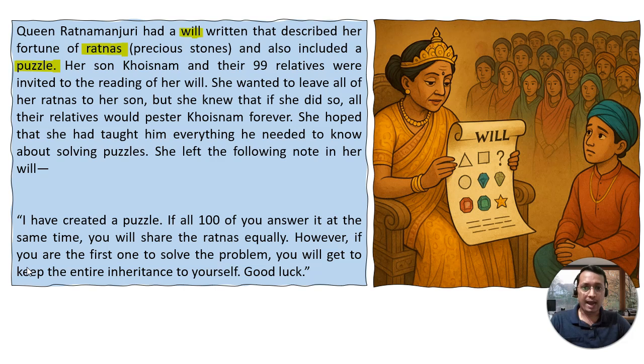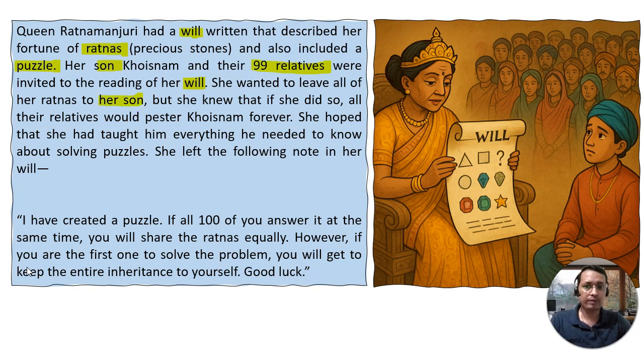So her son and their 99 relatives were invited to the reading of her will. Queen Ratnamanjari's son and 99 relatives were all invited because they wanted to understand, now that the queen is not there, who will get these ratnas, these precious stones, let's say diamonds.